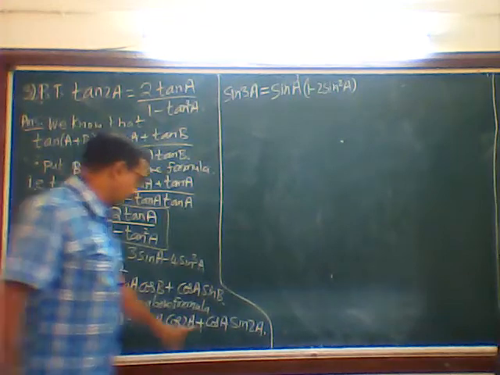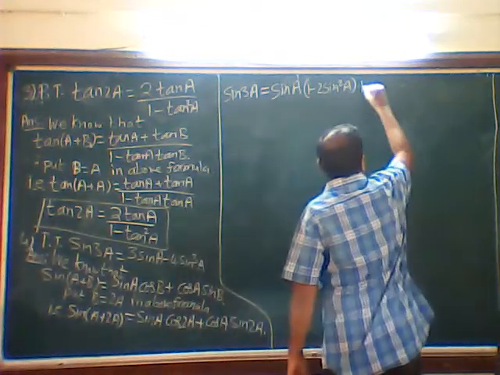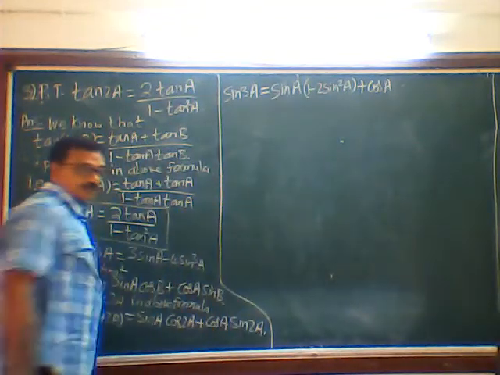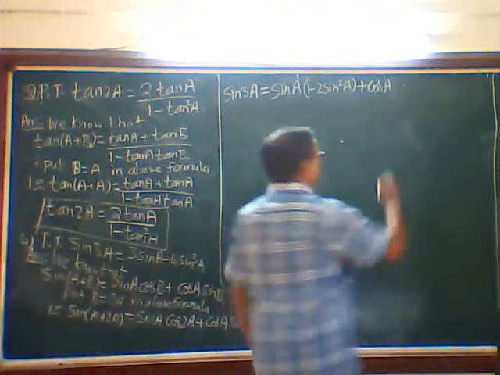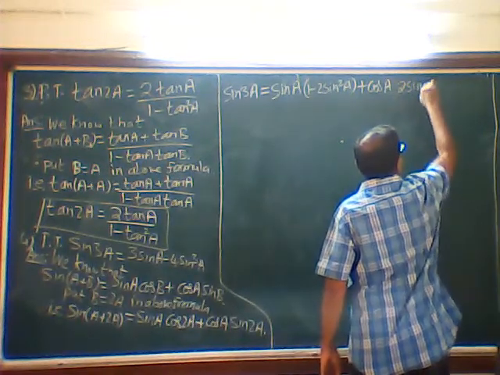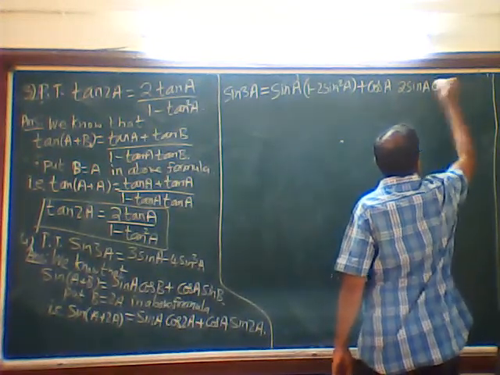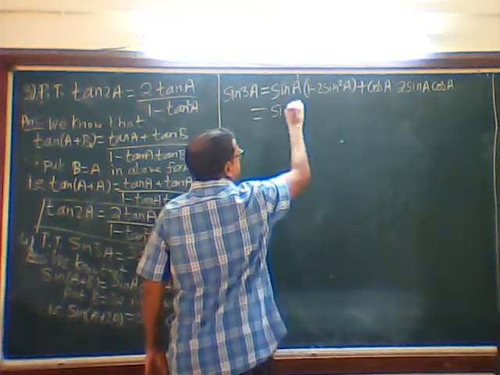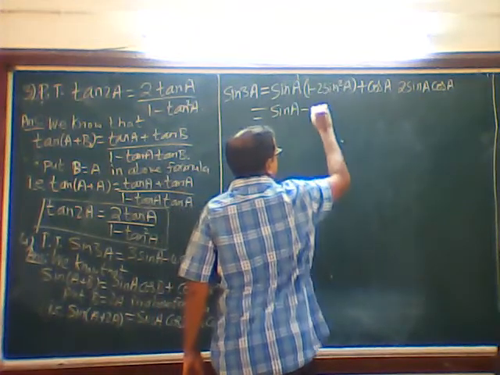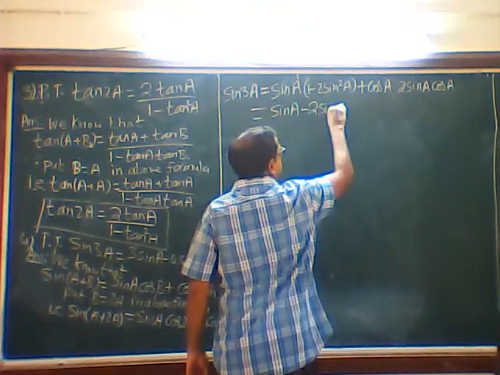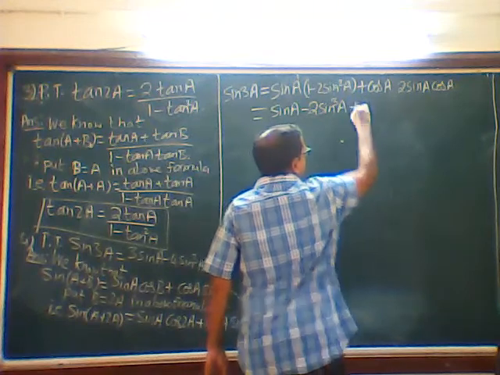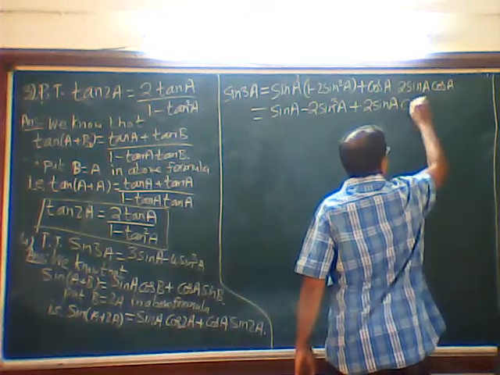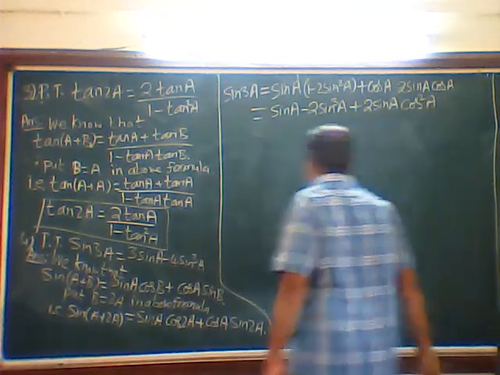Then plus cos A as it is. Now sin 2A, what do I do? I write 2 sin A cos A. Next step: sin A into 1 minus sin A into 2 sin square A, that is minus 2 sin cube A, plus 2 sin A cos A into cos A, which is cos square A.